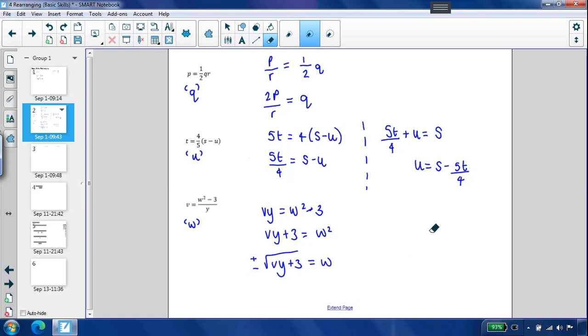So I have now got to the end point because I have made w the subject. Just to note, it doesn't matter whether your subject is on the right or the left hand side.